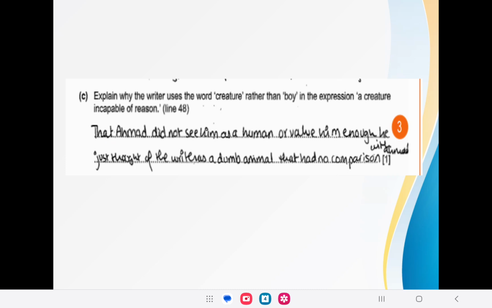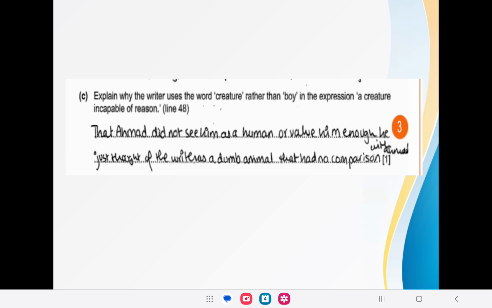That's why he is using this word. So all your attention, all your focus is going to be on these two words. One is boy, one is creature. You'll ask yourself that if I write a word, a boy incapable of reason, how would I feel, or how would the reader feel? And if I use the word creature, what is the difference there?